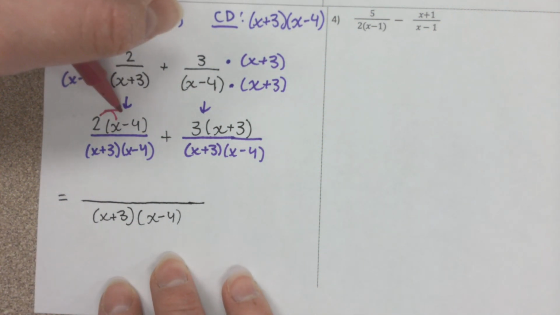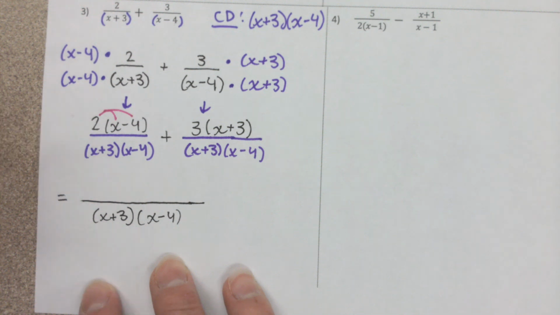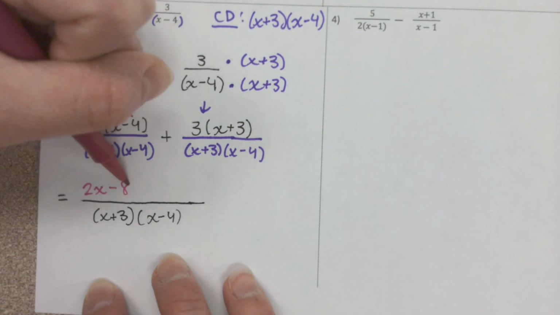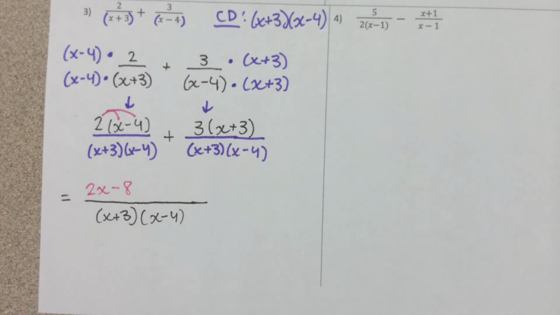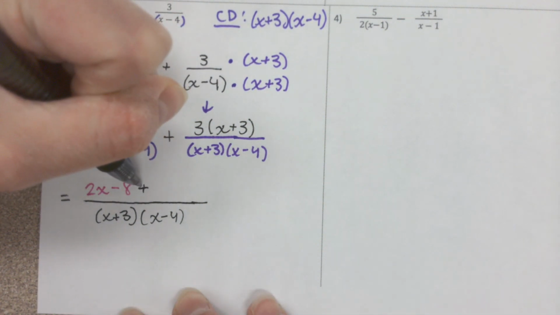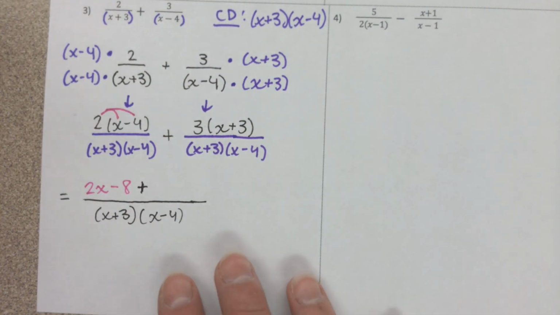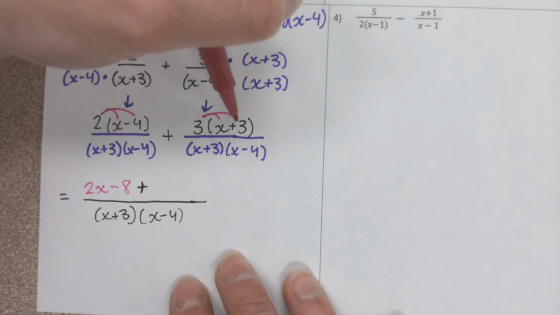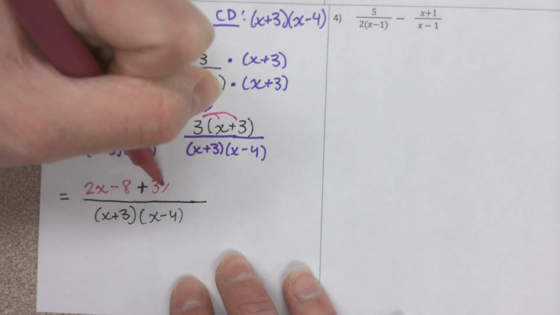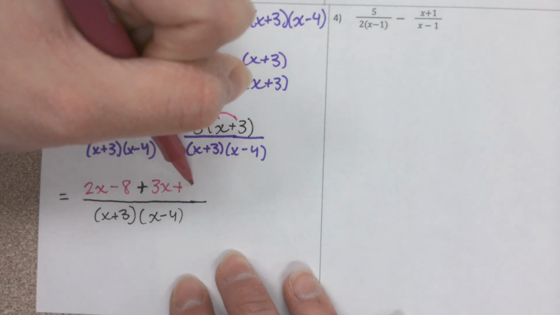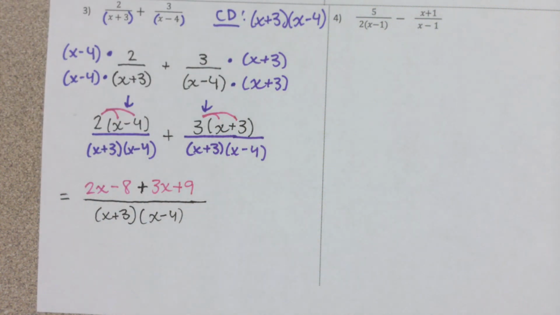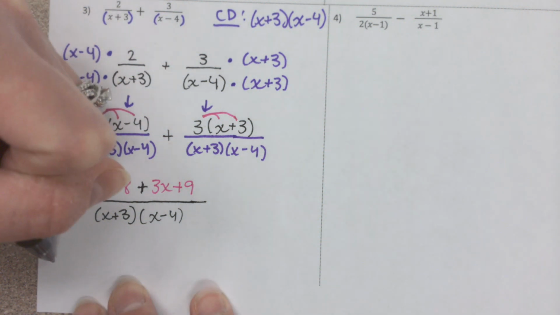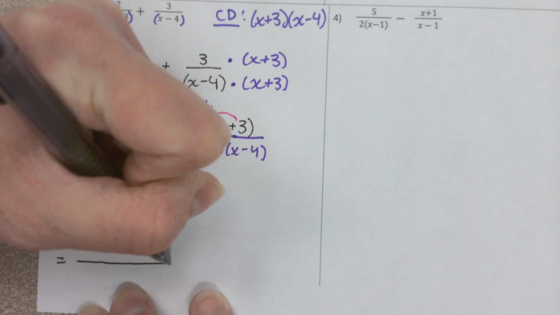So I'll distribute that 2. 2 times x, that's 2x. 2 times negative 4, that's negative 8. I'll bring down that plus in the middle. And distribute the 3 on the right. 3 times x, that's 3x. 3 times 3, that's positive 9. One more step and then I'm done.